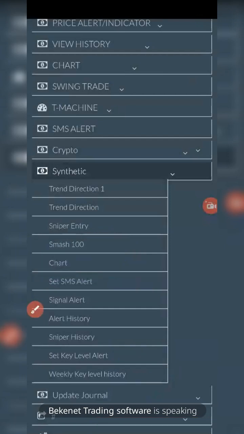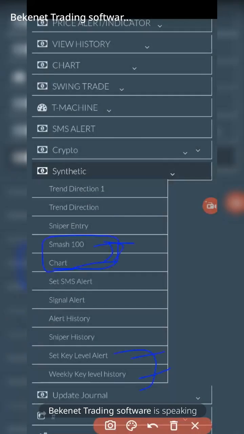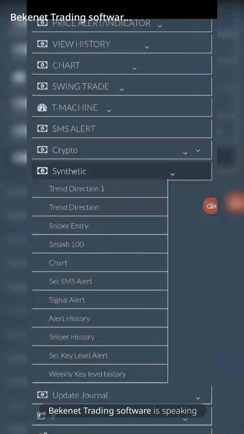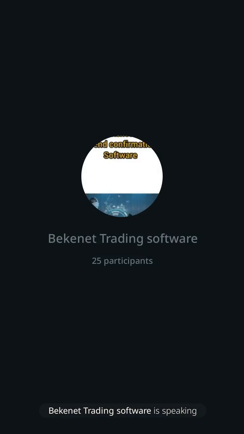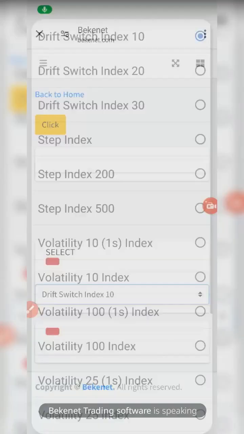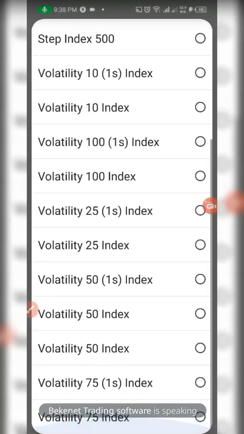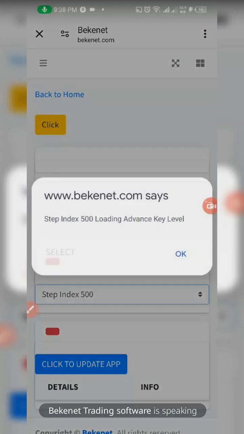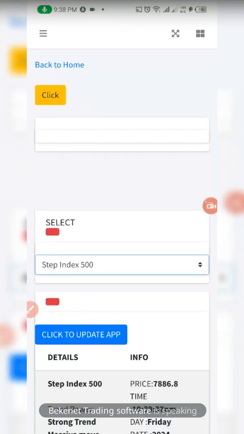So, as a crypto guy, as a synthetic guy, if you want to take trade manually from the software, all you need to do is click smash 100. You want the system to do all the analysis for you before you take a trade. Just click smash 100. The same template will appear. All you need to do is just click select. Once you click select, select the pair. Once you select any pair, you'll see it either up move or down move, zero candle, and so on. Let's see if it's going to come up.